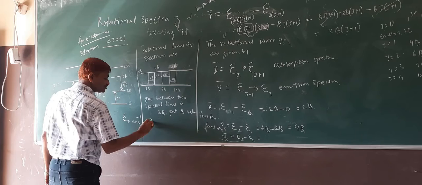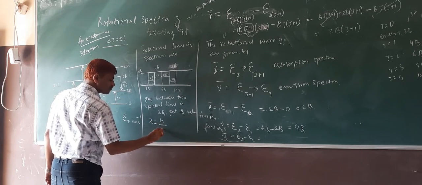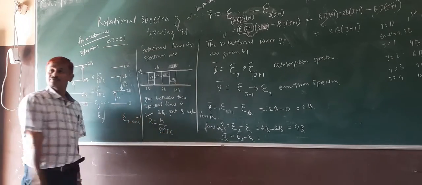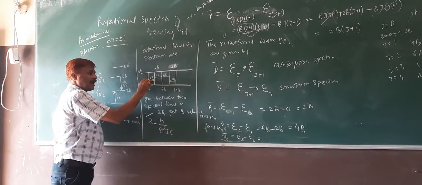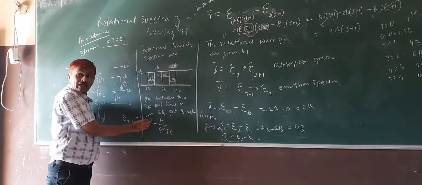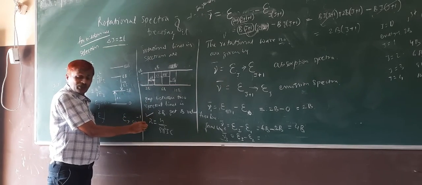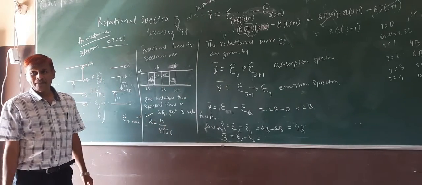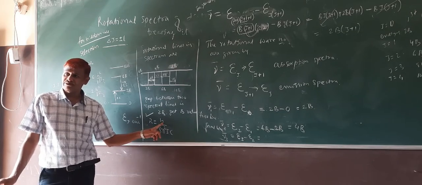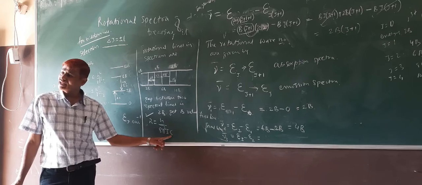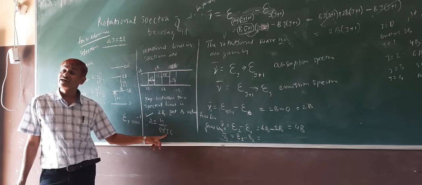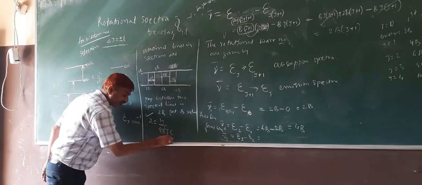Once you get the B value, what is B? Once you know B, after getting this gap, which should be measured. Once the gap is known, B can be calculated. Once you know the B value, what do you have to calculate here? There is no need of calculating h, it is a well established value. There is no need of calculating c, it is the velocity of light, that is also well known. What is not known is I. So once B is known, you can calculate I.